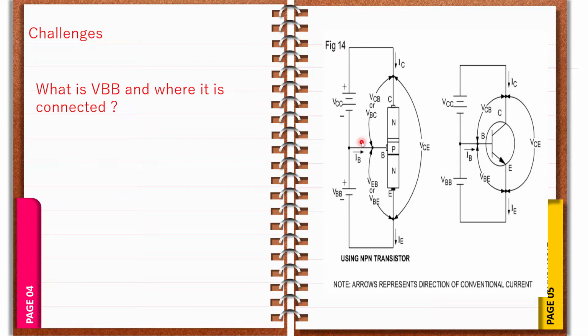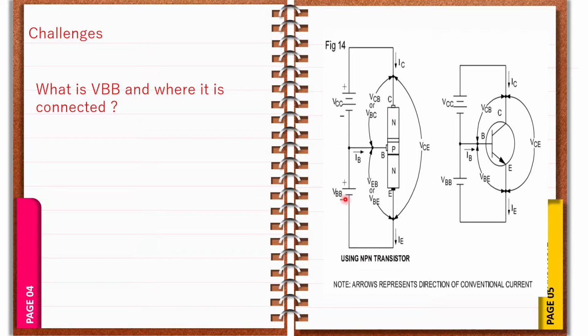Next, what is VBB and where is it connected? VBB means base supply voltage. This is the base supply voltage having a plus terminal and a minus terminal, and it is connected between the base and emitter terminal. This is clear. What is VBB?